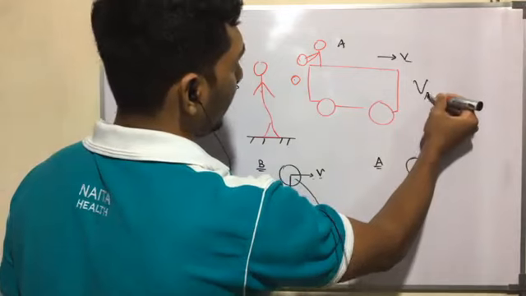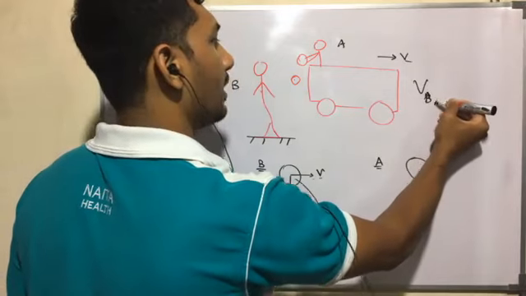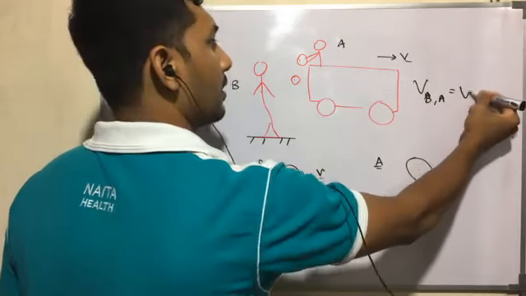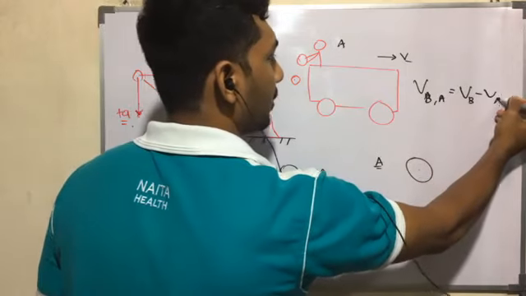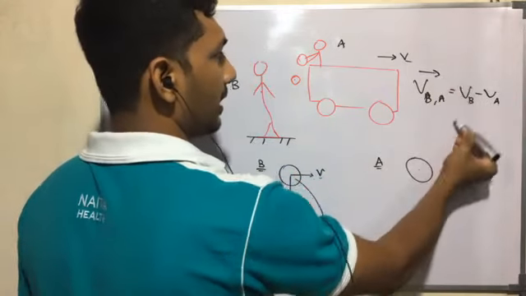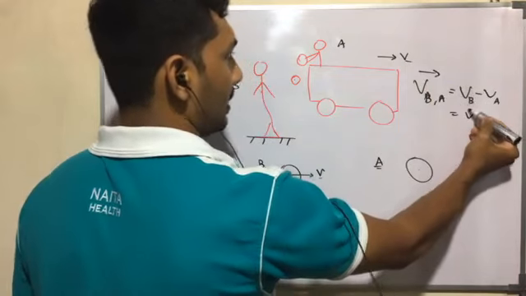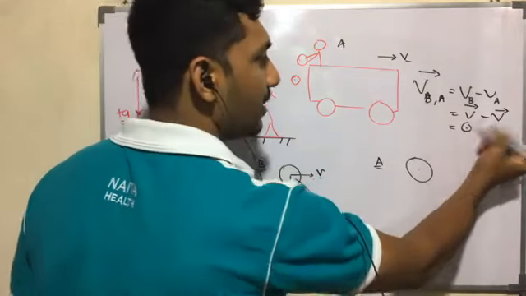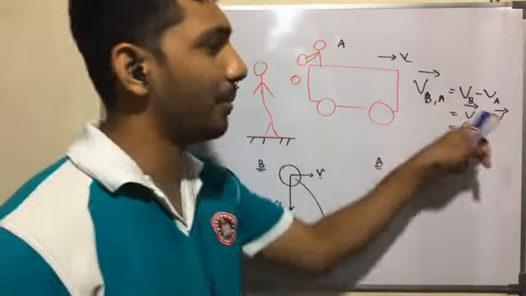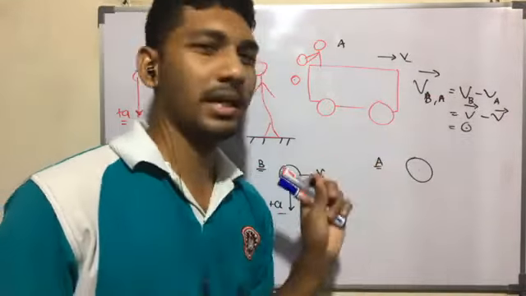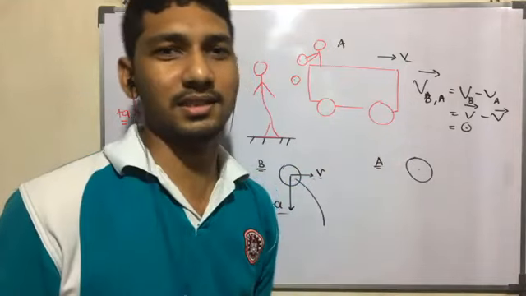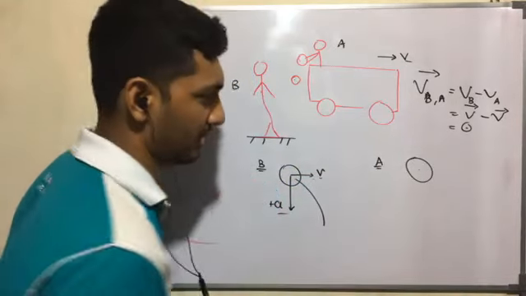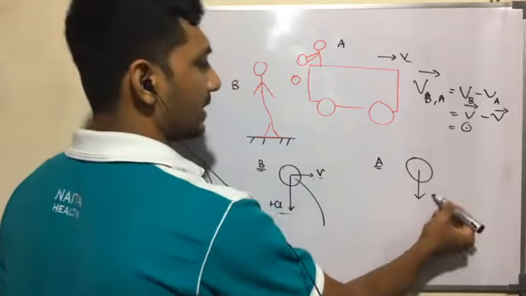So velocity of ball relative to A is equal to velocity of ball minus velocity of A. So if you see horizontally, B is also having the velocity in this direction. A is also having velocity in this direction. So that is 0. This is more mathematical. But if we talk like this, both of them are moving in the same direction, same velocity, they won't see the motion. So he will see only this acceleration.